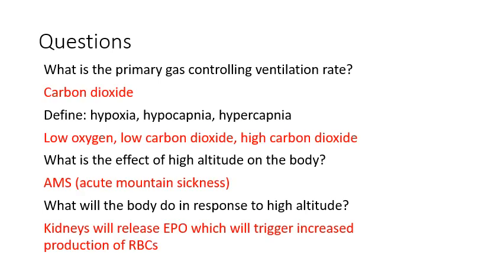Okay, and there's your answer. So the primary gas controlling ventilation is carbon dioxide. Hypoxia is low oxygen, hypocapnia is low carbon dioxide, and hypercapnia is high CO2. The effect of high altitude on the body is AMS, or acute mountain sickness. And the body responds by the kidneys releasing EPO, erythropoietin, which will trigger increased production of red blood cells.